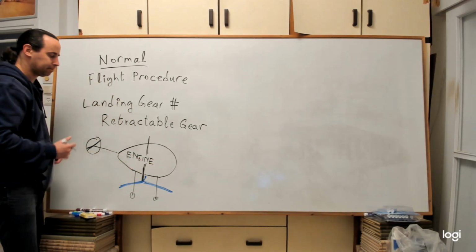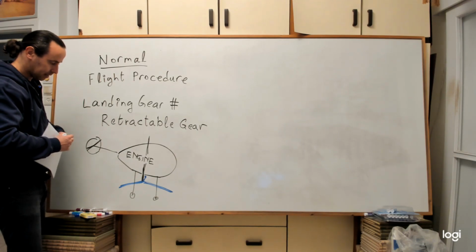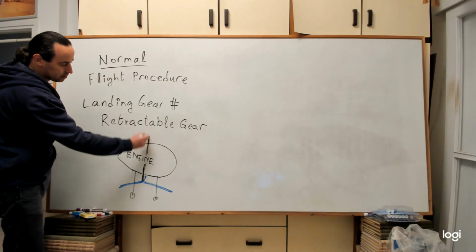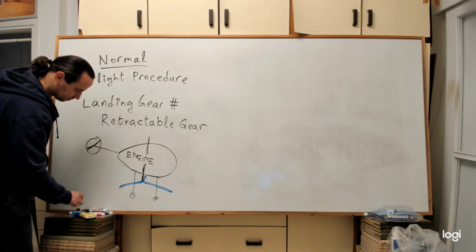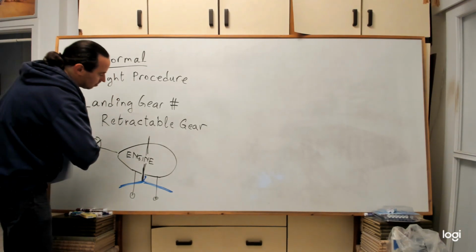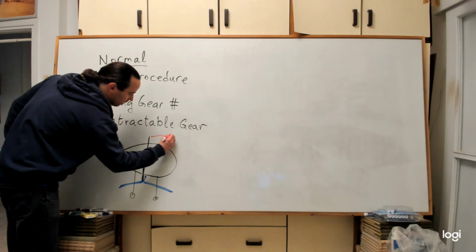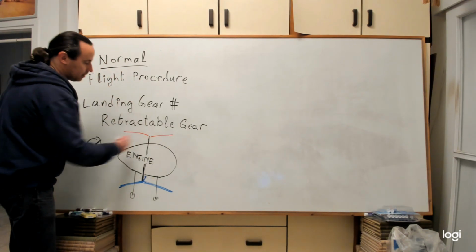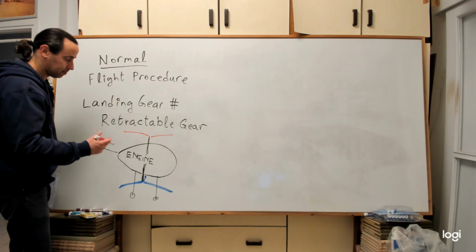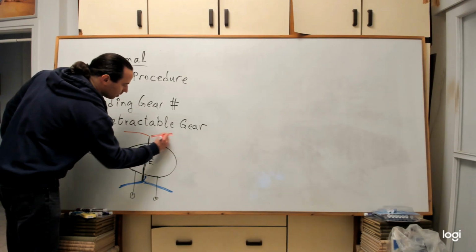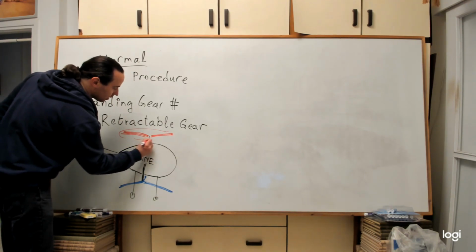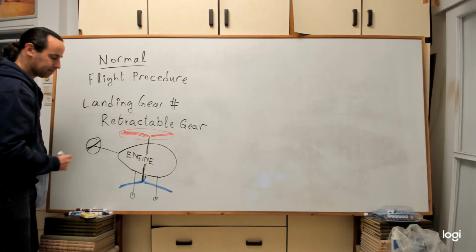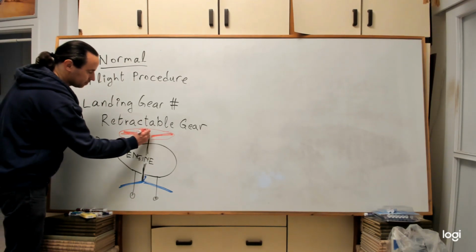And the engine is connected normally to this, and only in emergency it's connected to this. So normally the engine is connected to the main rotor, and only in emergency we are connecting it to the backup rotor.